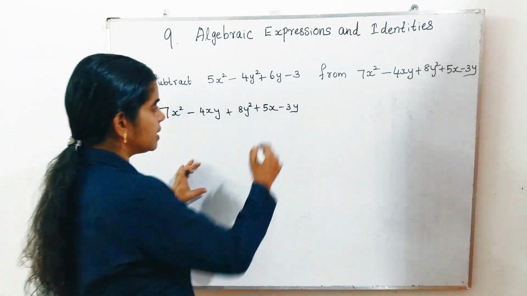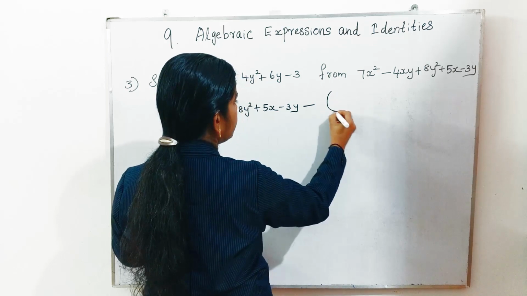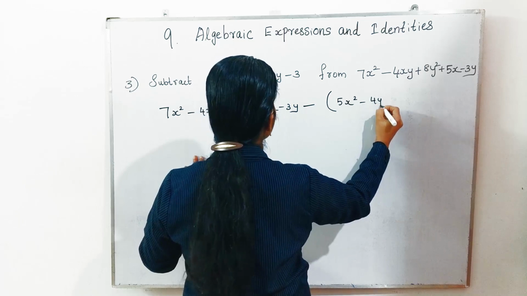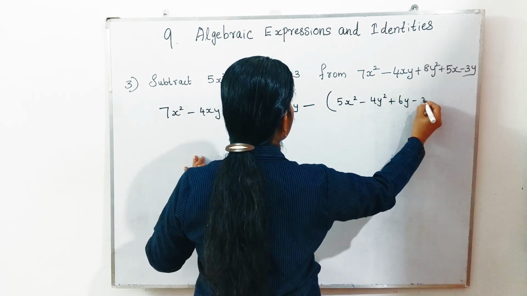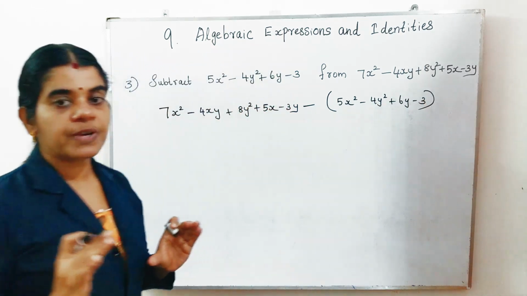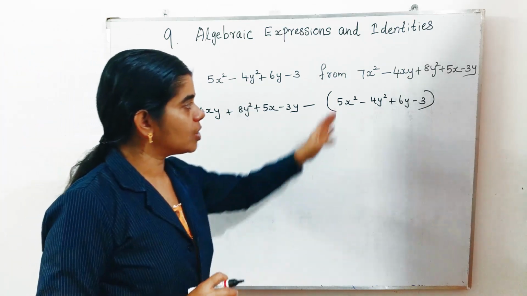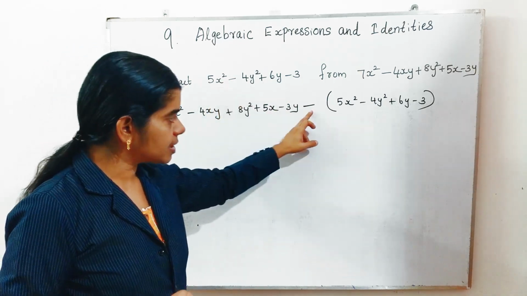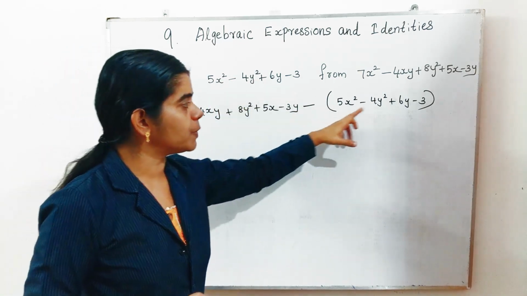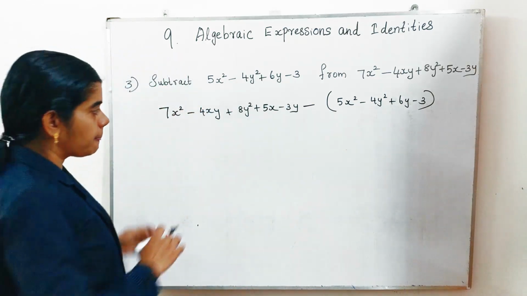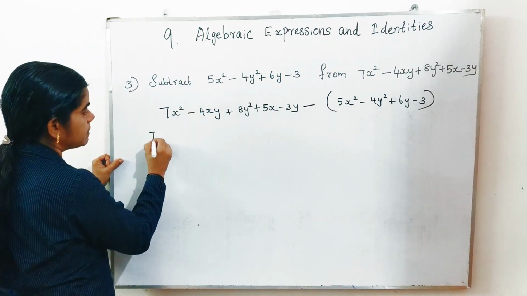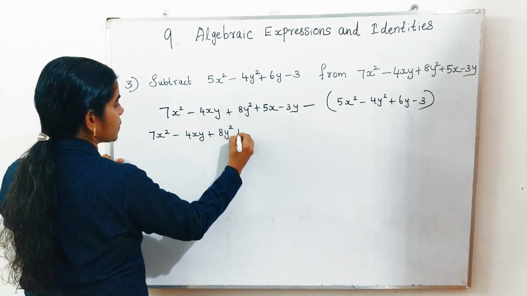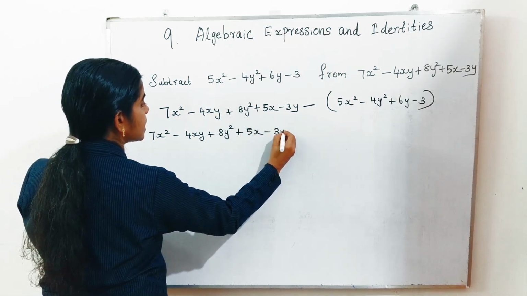Then subtract, so we put that minus. Then we will write the other expression in a bracket: 5x square minus 4y square plus 6y minus 3. This is the rule. The from expression, the algebraic expression given after from, we write first. Then for subtract, that minus we will put. Next expression we will put in the bracket. Then first we write the same: 7x square minus 4xy plus 8y square plus 5x minus 3y.